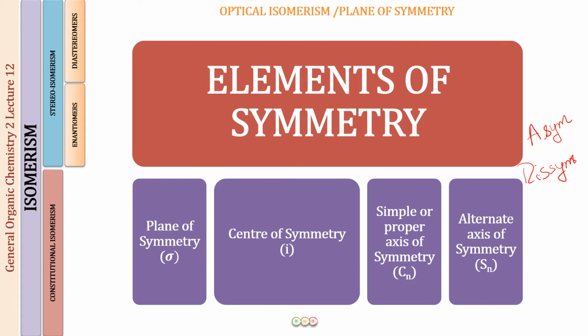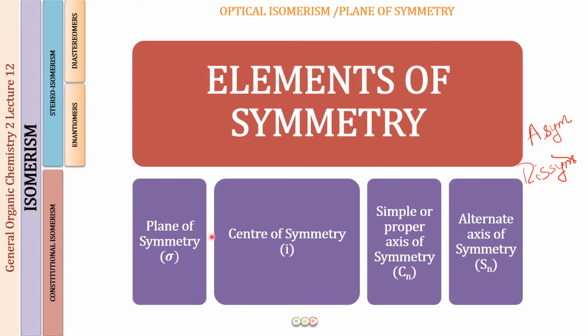Asymmetry is when all the four elements of symmetry are absent in the molecule. But for example, in a molecule, an axis of symmetry may or may not be present. So if it is present and yet the molecule is a chiral molecule, we call that molecule a dissymmetrical molecule. So the necessary condition for a molecule to be chiral is dissymmetry. It is not asymmetry.